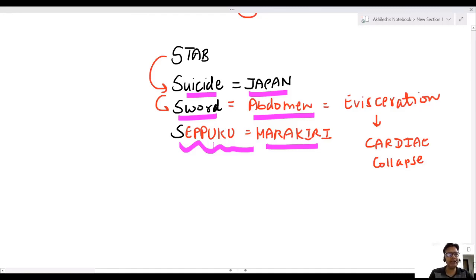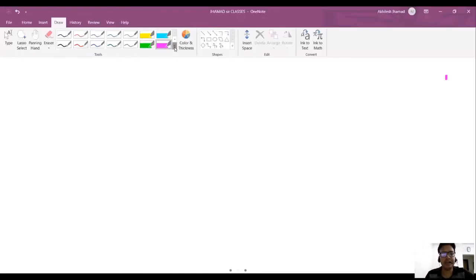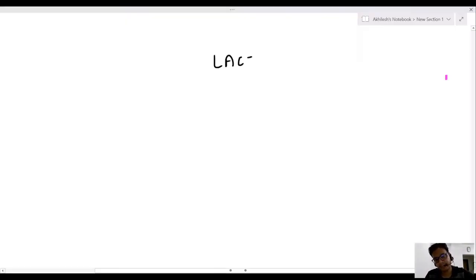What is the type of injury? It is a stab injury. Is it suicide or homicide? It is suicide, not homicide. It is a suicidal method in Japan, known as harakiri or seppuku. Very, very important. Cause of death is cardiac collapse. Now I am coming to the last mechanical injury, that is laceration.